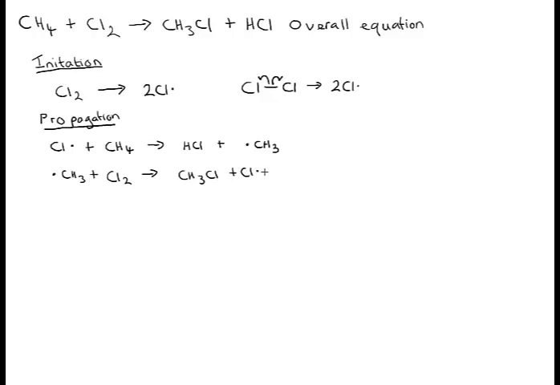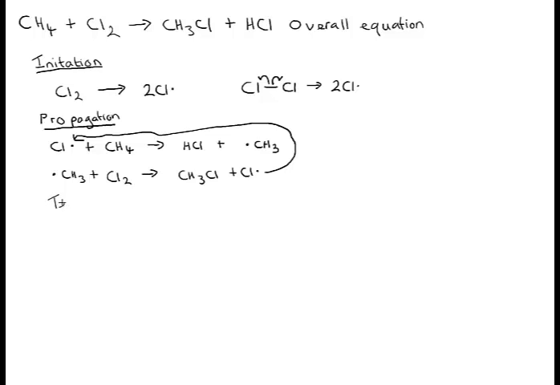Now the problem is that this can actually go back, and it can go back to here. So propagation means to continue. So once the second step is formed, this chlorine free radical here can actually go back and it can react with another methane. And that's what we mean by propagation. Now this will continue for a long period of time until you run out of reactants or a termination occurs.